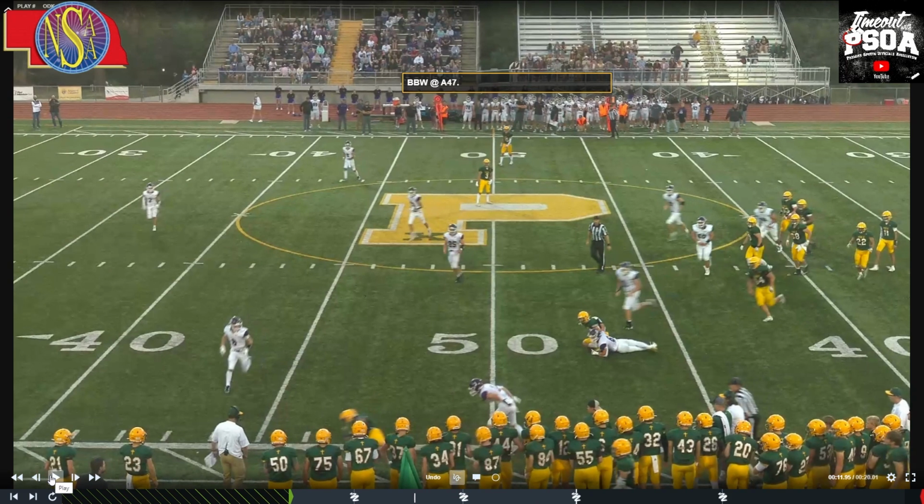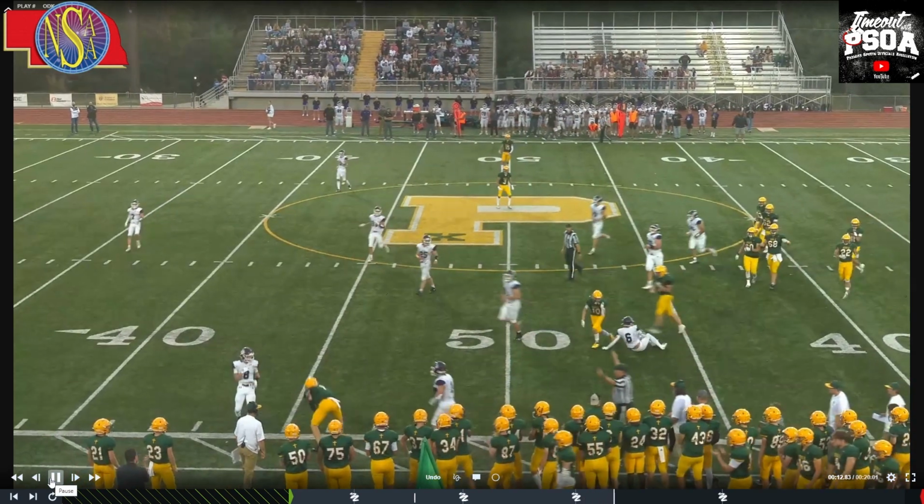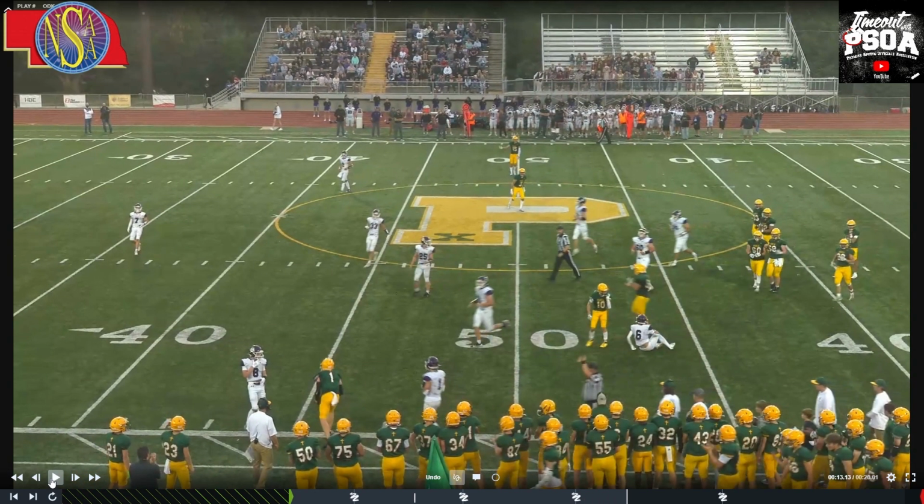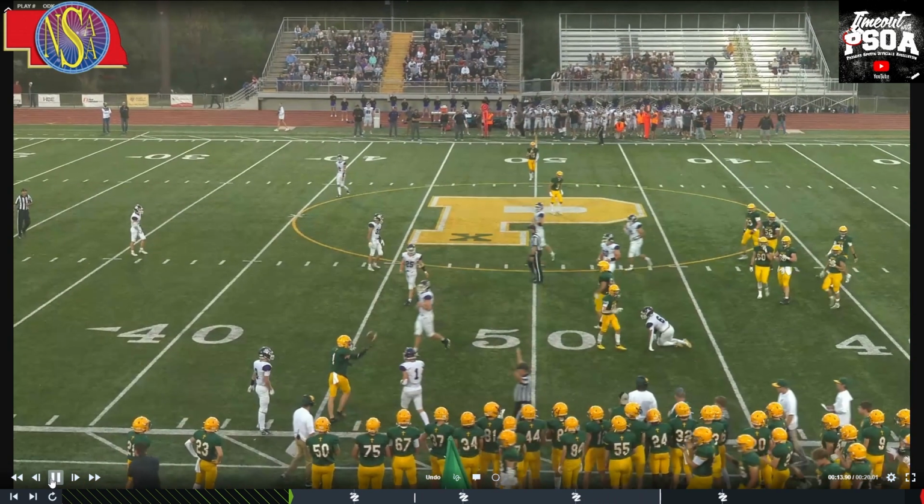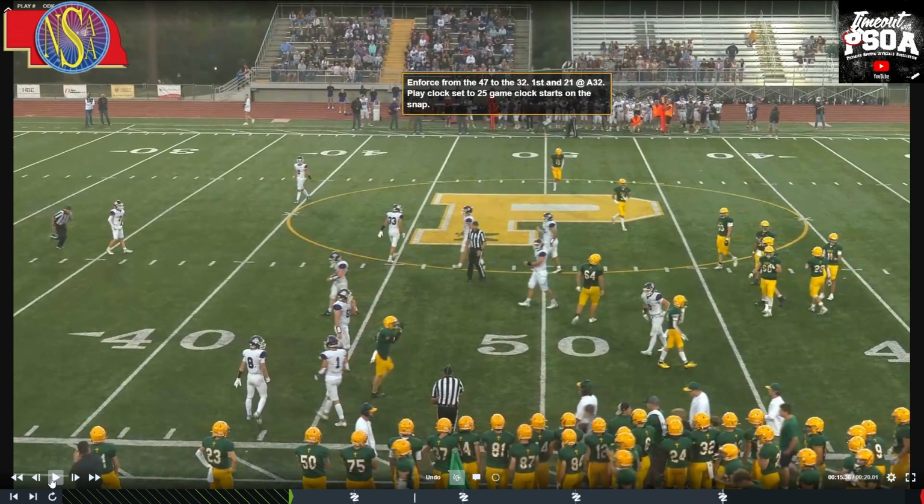So we have then continued to officiate a run out of bounds. All right, so we have the result of the play is out of bounds at the 48 yard line. The foul took place behind that spot, so we're going to enforce this foul from the 47 to the 32. First and 21 at the 8:32. Play clock set to 25 seconds, and the game clock will start on the snap since the result of the play was a run out of bounds.